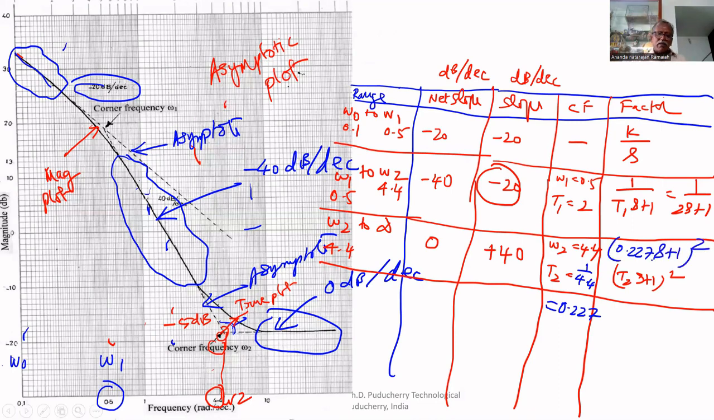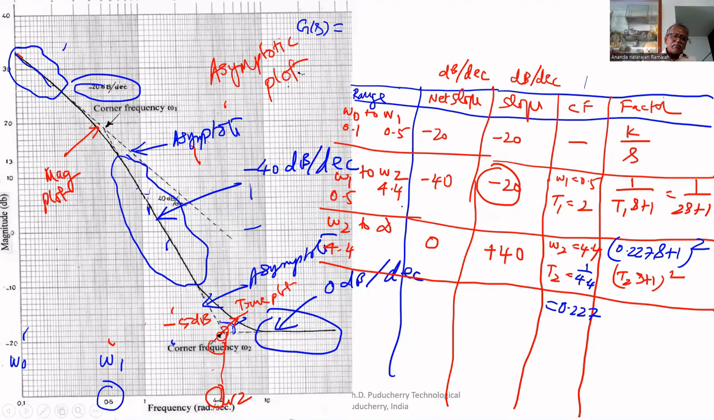Why repeated poles? Because the error is negative, more than about 6 dB. Error means it is repeated poles. That's all. Therefore, the transfer function is G of s equal to... whether we got K? Not yet. So we cannot write it. We have to find K. We got T1, T2. The only thing is we have to find K.